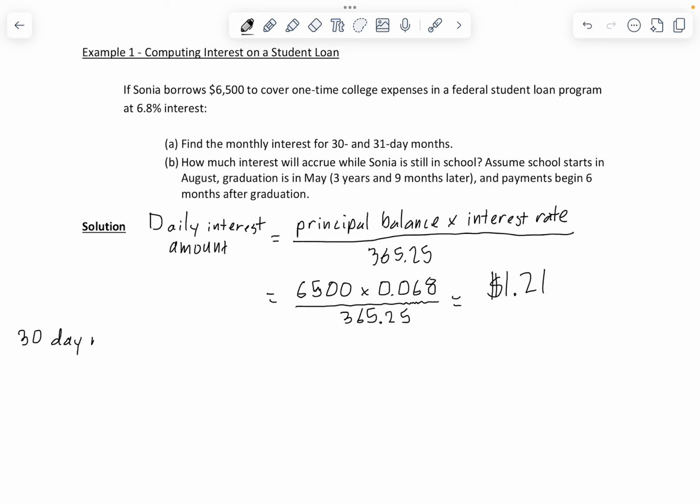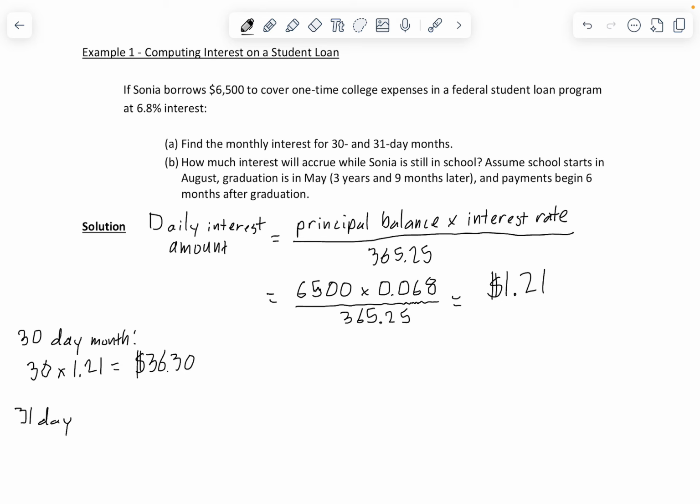Day, month. Okay, we would have 30 days times $1.21 each day, and that works out to be $36.30 of interest on a 30-day month.